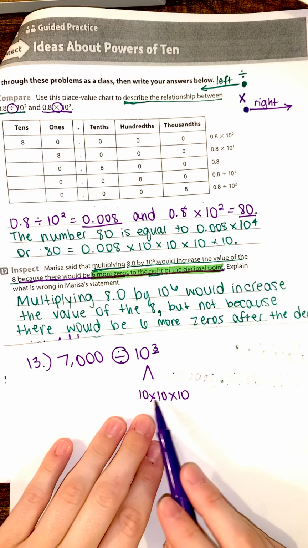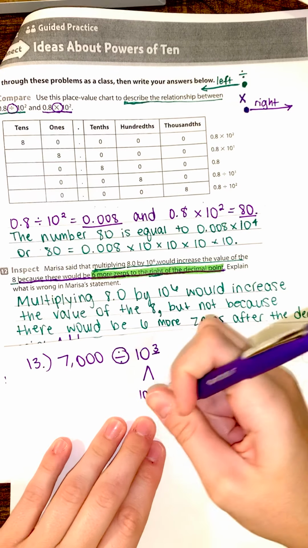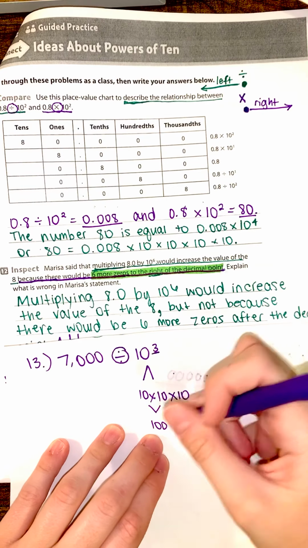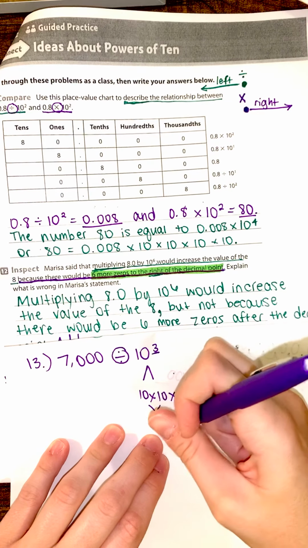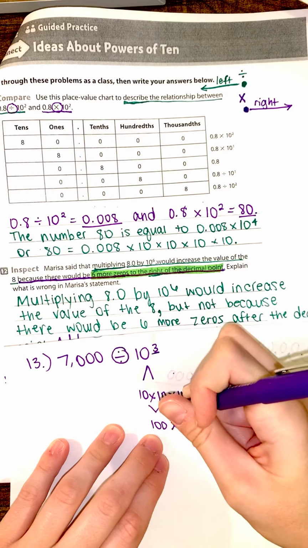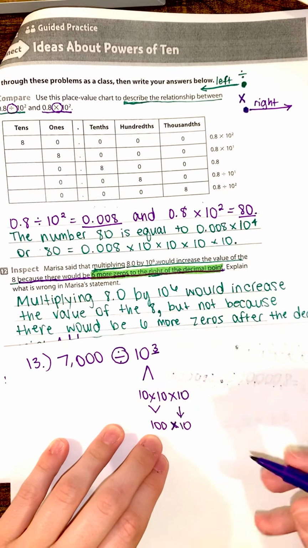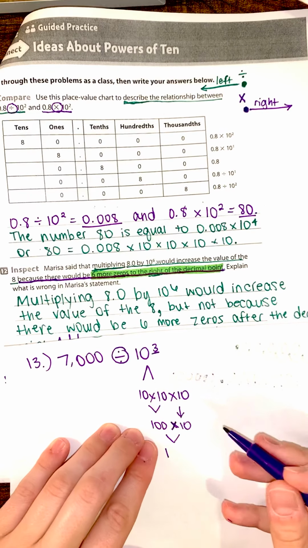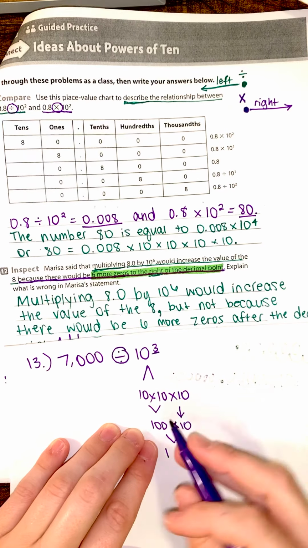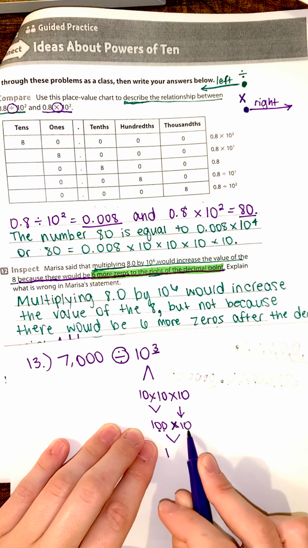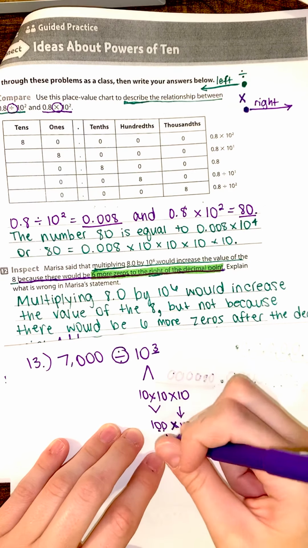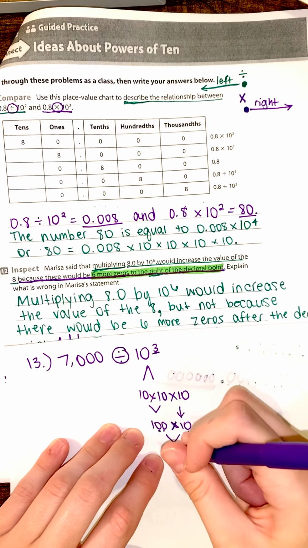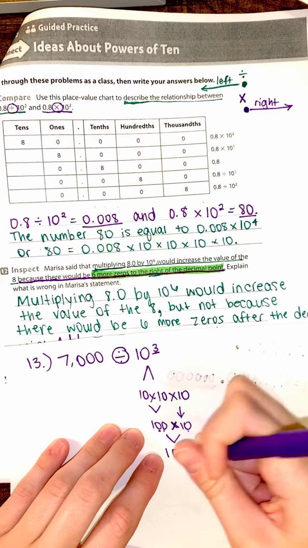And when I multiply 10 times 10, I know that that's 100, right? 100 times 10. We're just bringing this one down right here. 100 times 10 equals 1,000. Remember, just count the zeros. 1 times 1 is 1. How many zeros do I have? 1, 2, 3. So 1, 2, 3.